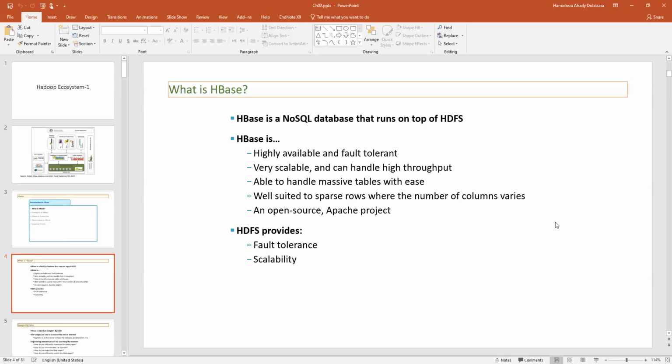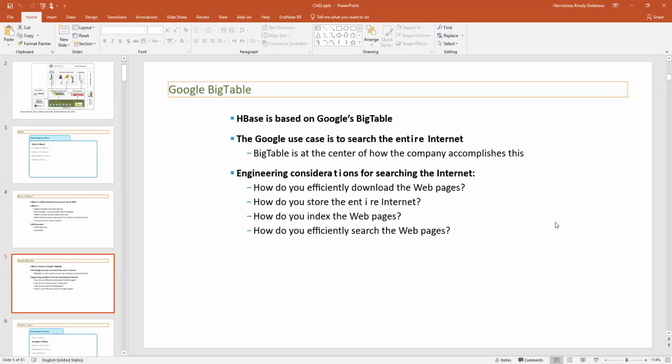Basically, you can have petabytes of data and even more, and it brings good capabilities for handling massive, very large databases. It's open source. HBase, and Hadoop generally, is an open-based structure.